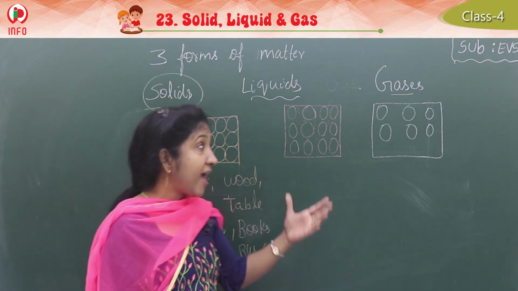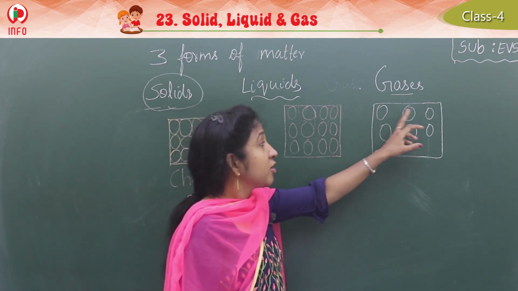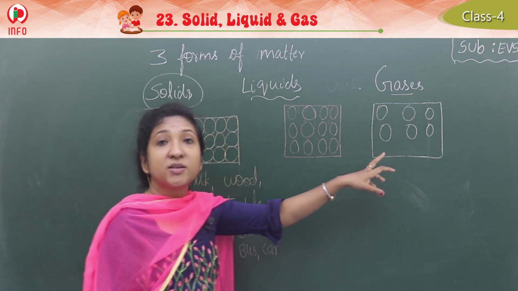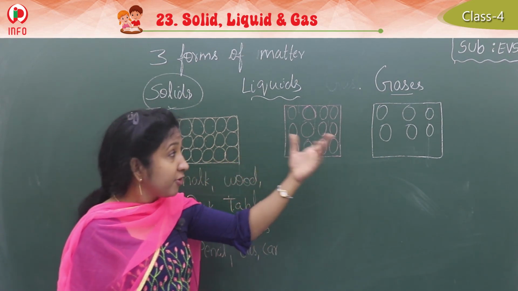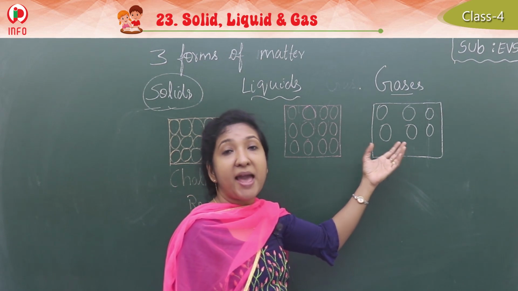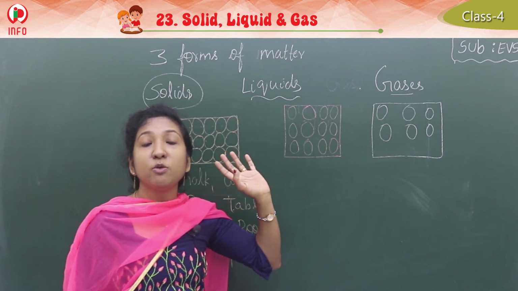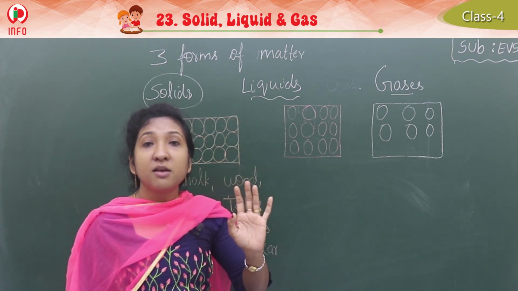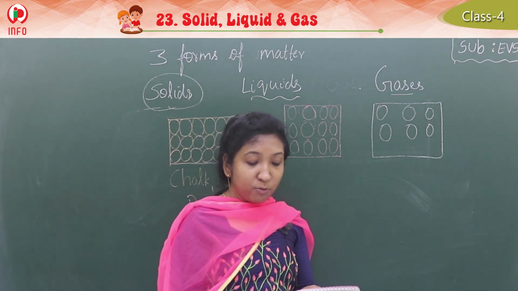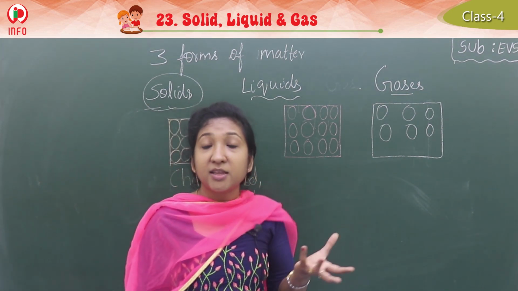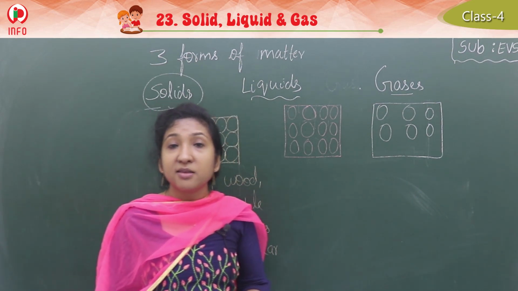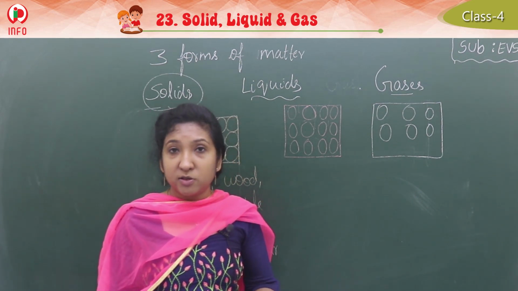Now gases. In gases, how are the molecules arranged? They are very free to move. They are very loosely packed. They are very free to move inside it. So they can move freely, and that's why they don't have any definite shape. There is no particular shape for gases, and volume also.